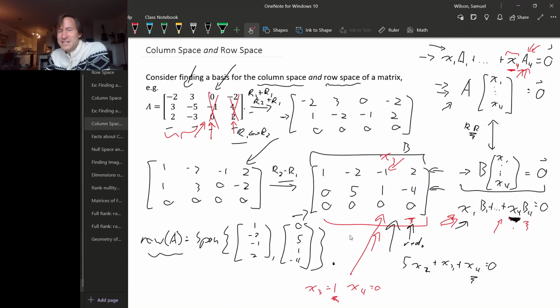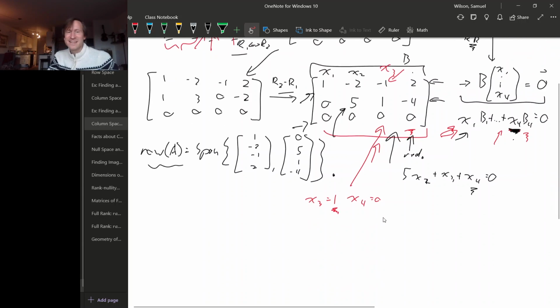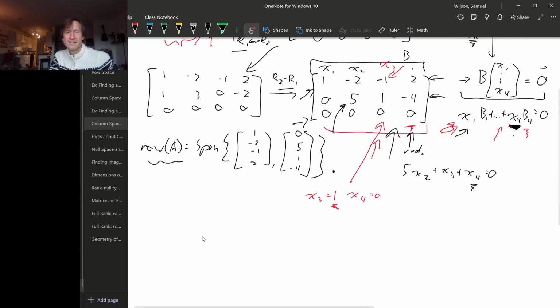Right? There's no way to choose x4 to be 0, x3 to be 0, and also one of x1 and x2 non-zero. If x4 and x3 are both 0, x1 and x2 both have to be 0 because they have pivots. So we can't eliminate the first two columns, and that means that the first two columns span the column space.